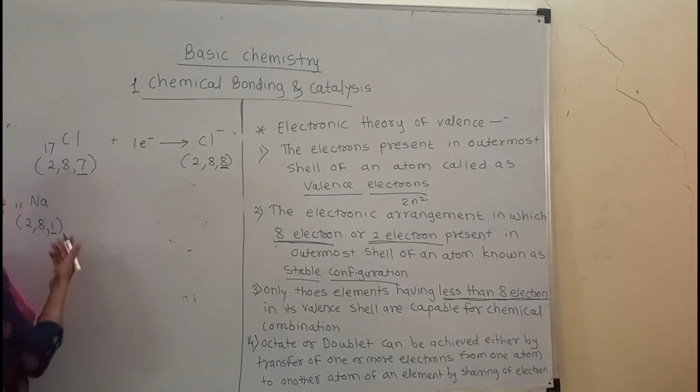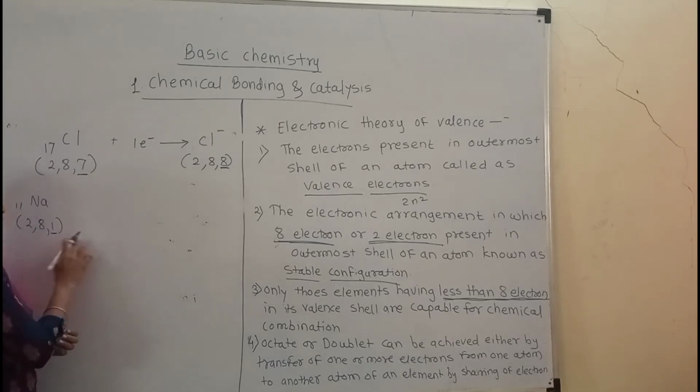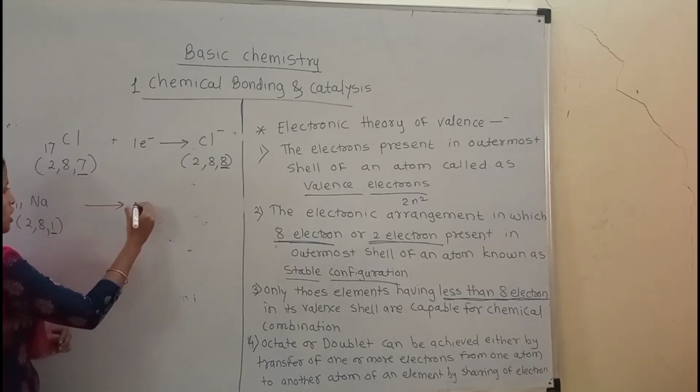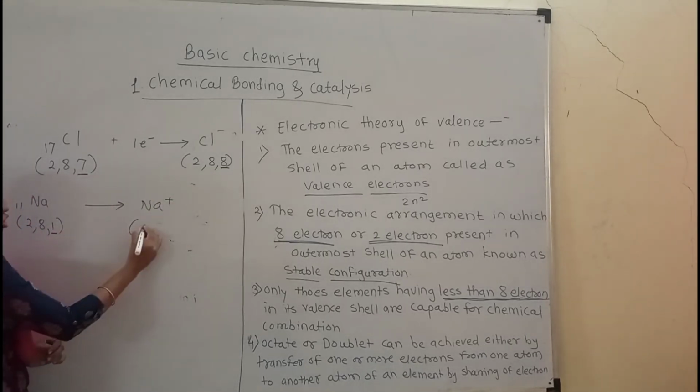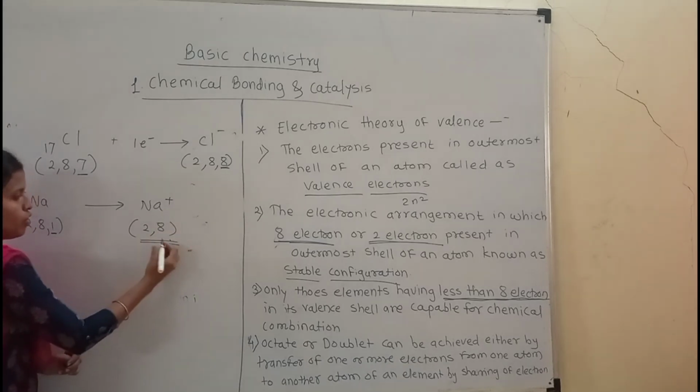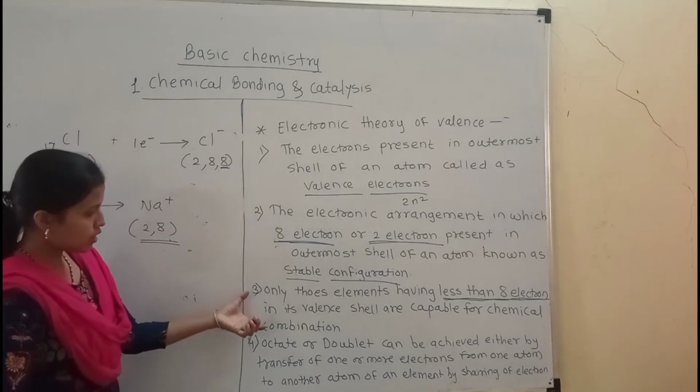Okay, so for acquiring a stable configuration, that means for acquiring 8 electrons in its valence shell, the sodium atom would have to either gain 7 electrons from another atom, or lose its 1 electron and acquire a stable configuration. So the suitable condition for the sodium atom is to lose 1 electron from its valence shell. Then its outermost shell contains 8 electrons. Okay, so let's clear this third point.